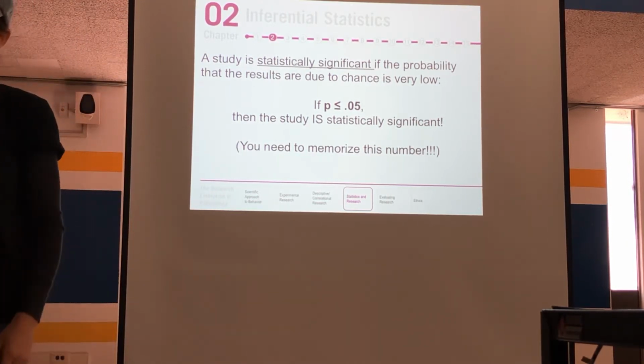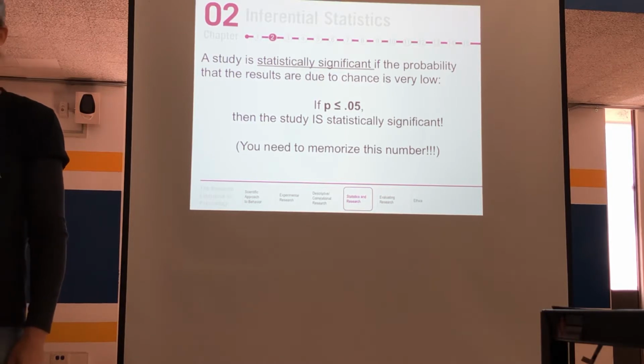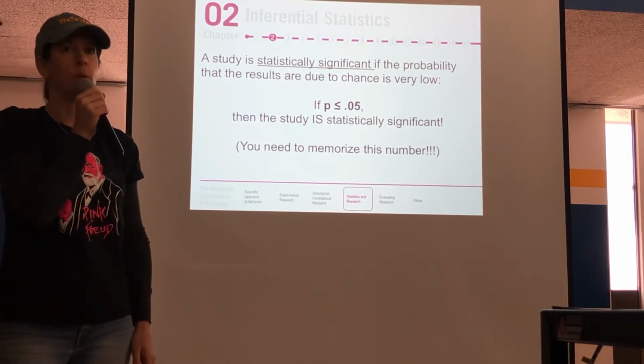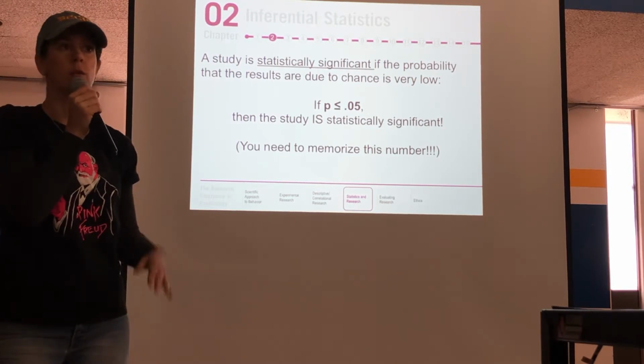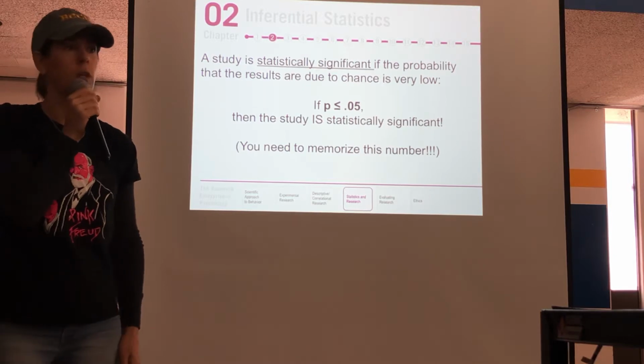Or the probability that the results are due to chance is less than 0.05. If they gave negative numbers, it's the same thing, right? It wouldn't be negative. The probability can't be negative. Right. So if it's like 0.0001, that's great. The more zeros, the better. Okay? All right.